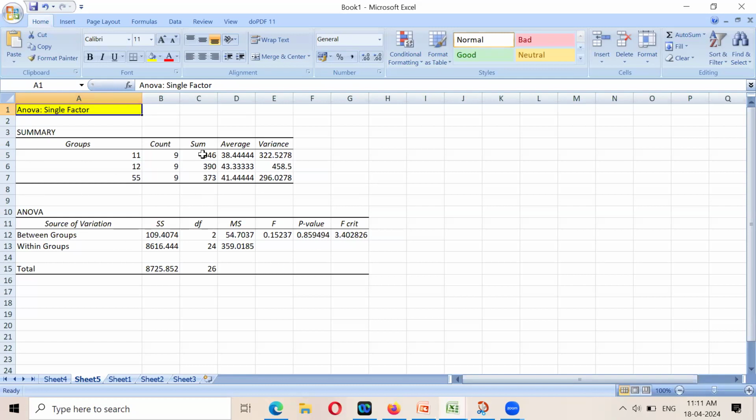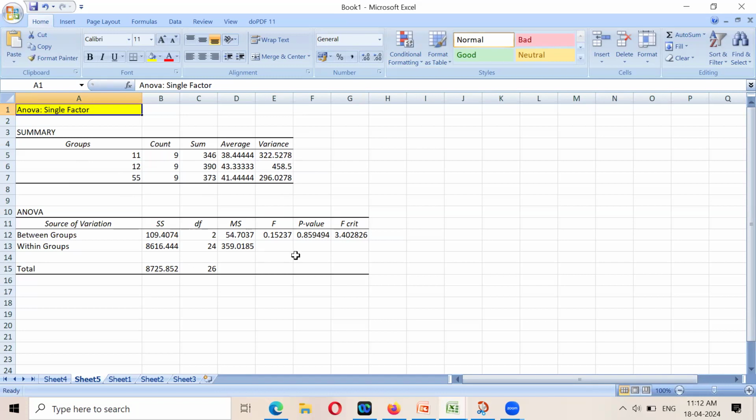So in the result, you can see there are two tables. The first table is very important. It gives you the central tendency and variance also. So group 1, 2, 3. Count in each group. Sum, what is the sum? Suppose you are having this group. The number of data items in each group, and their sum is taken. Then the average of each group is taken and the variance of each group is taken. So that is the basic calculation of each group.